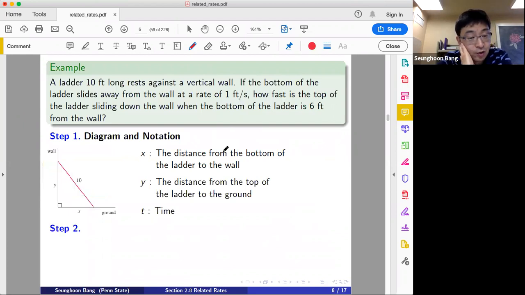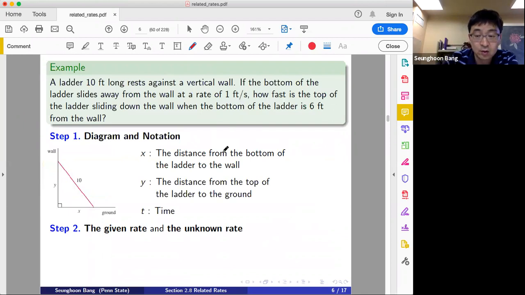Next, you can find the given rate and the unknown rate. Could you find the given rate from the example? What is the given rate? Do you know what the given rate is from the problem? Could you write your answer on the chatting board? What's the given rate? Is it 1? Is it right? 1 foot per second. Yeah, you're right. 1 foot per second.